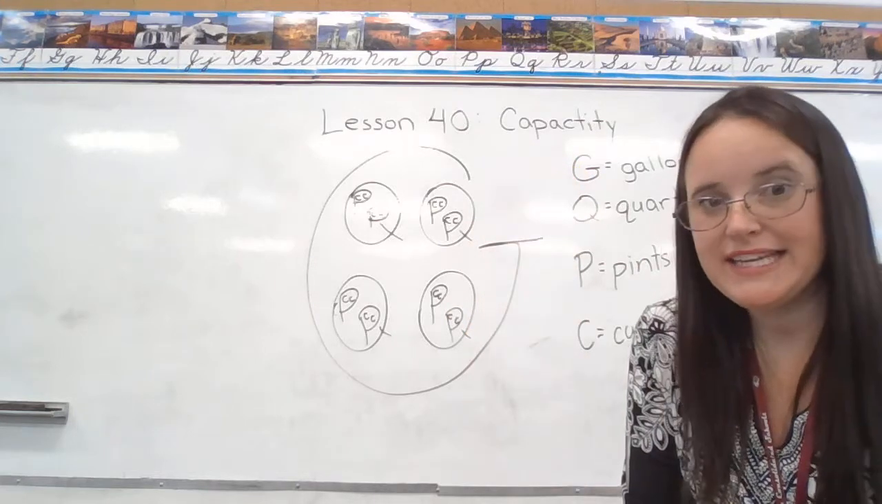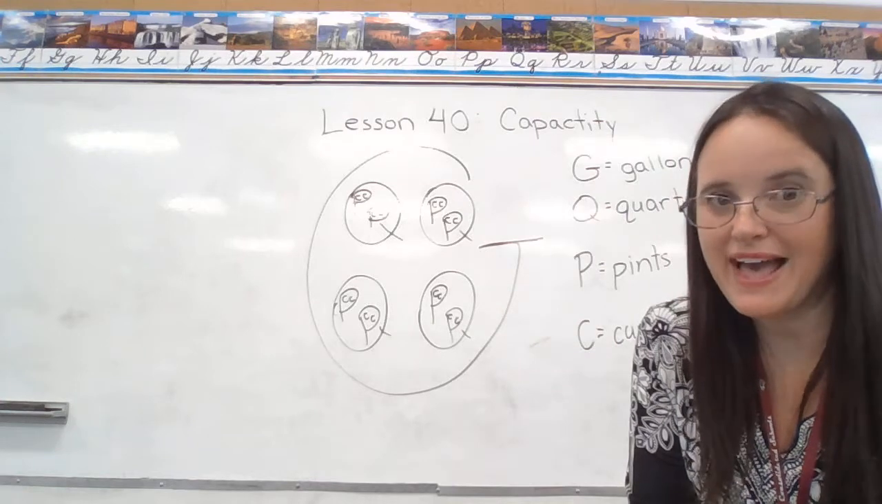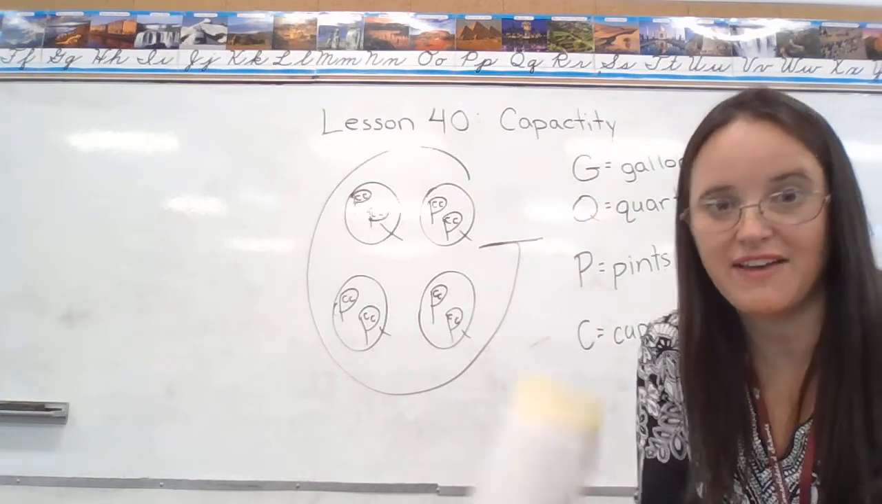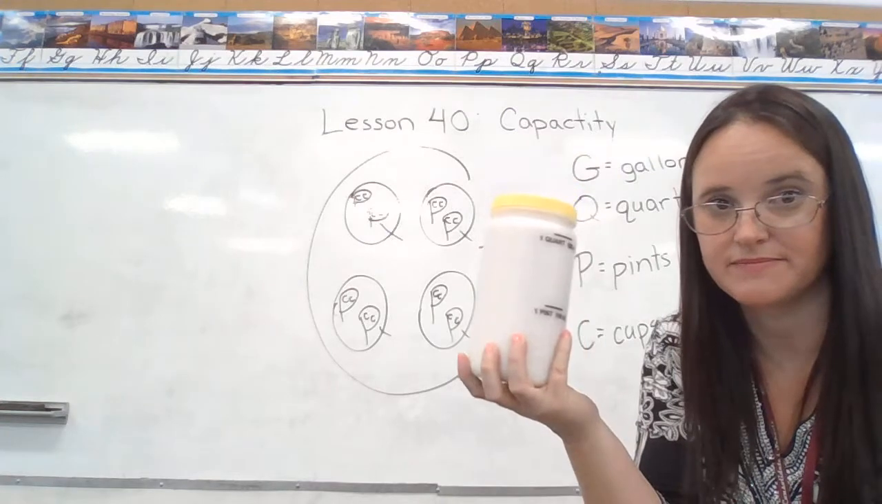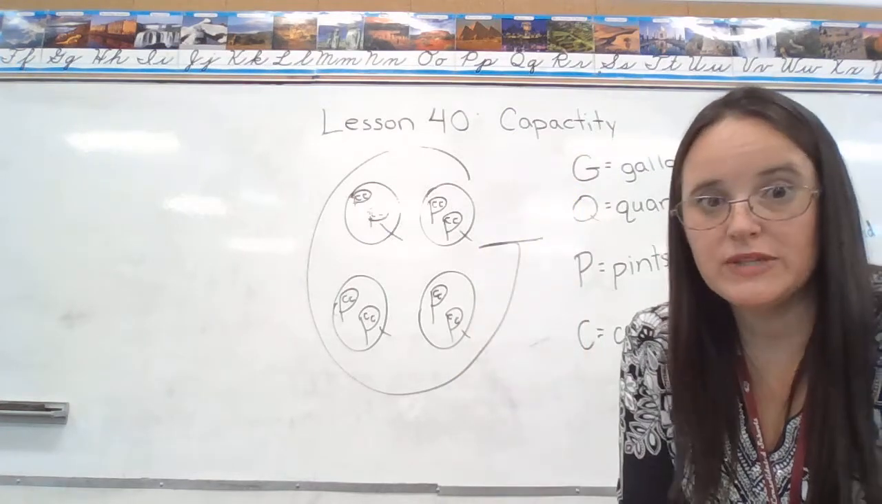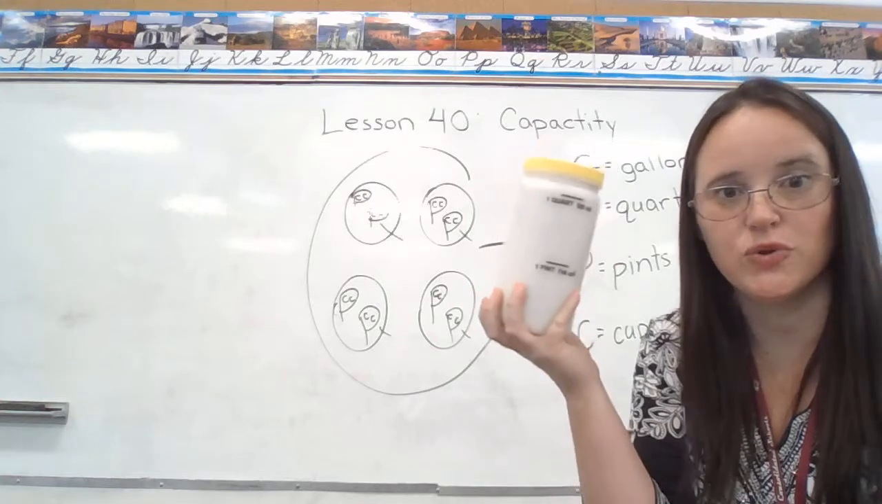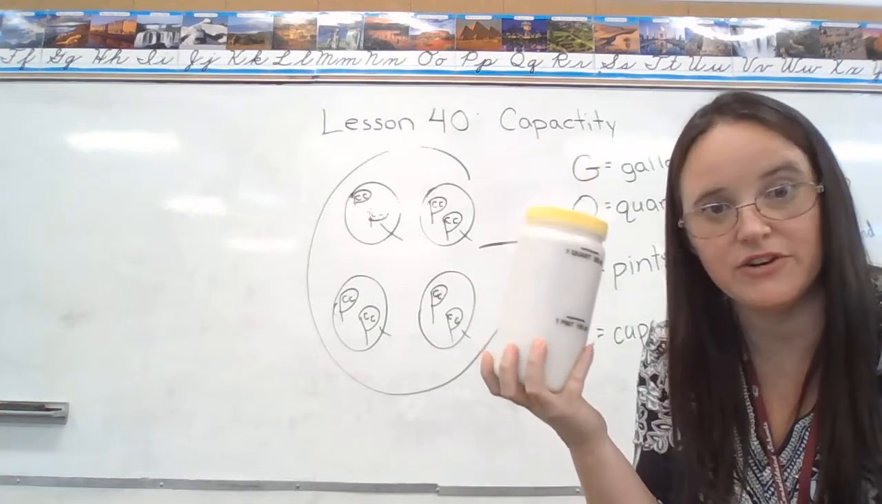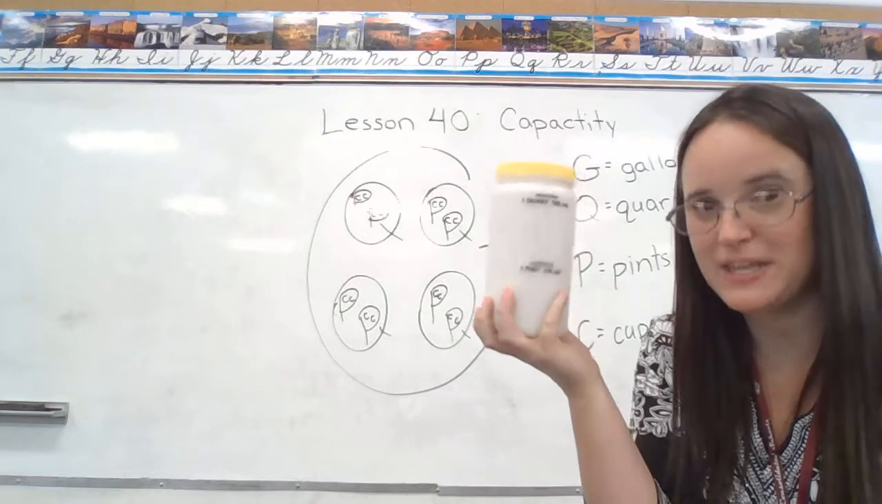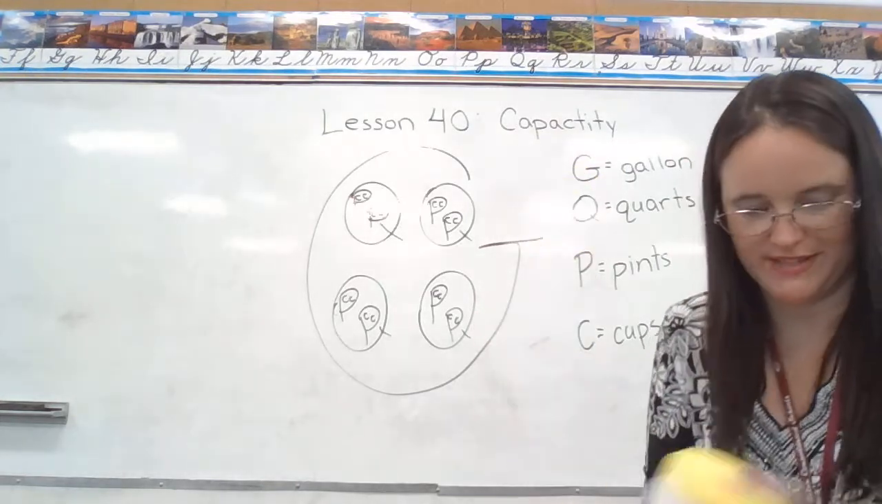Now, how would a liter compare to a half gallon? A half gallon is 2 quarts. So a 2 liter bottle of soda is going to be slightly bigger than 2 quarts because 1 liter of soda is slightly more than 1 quart.